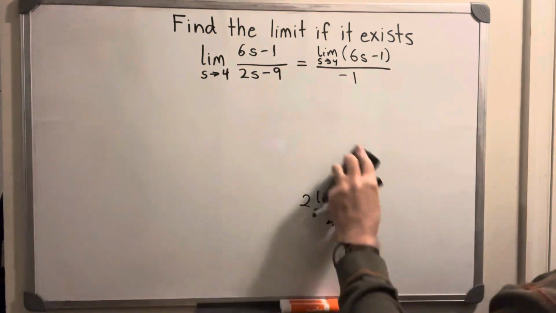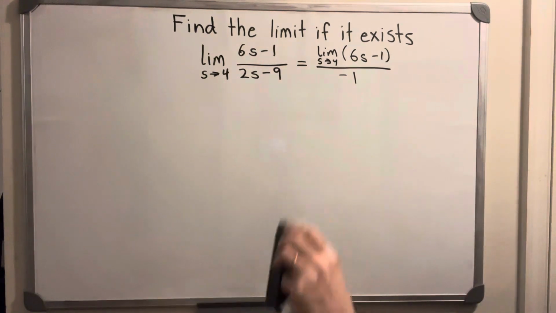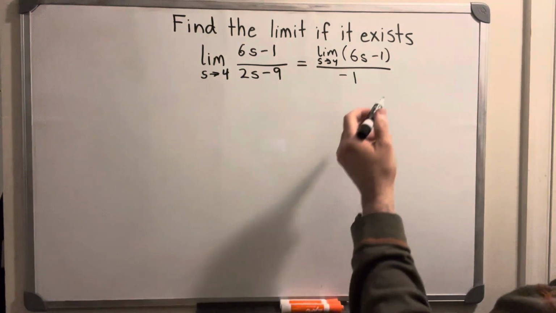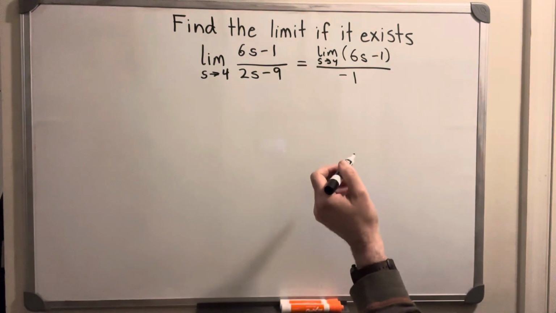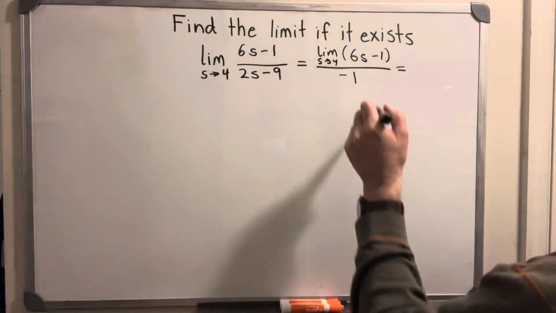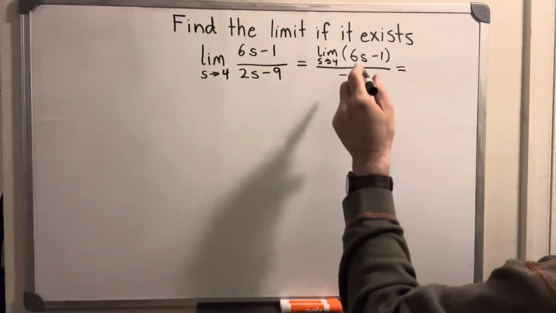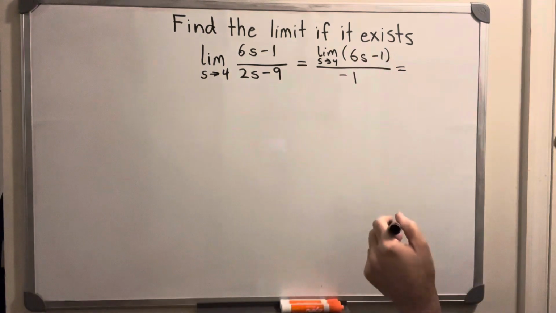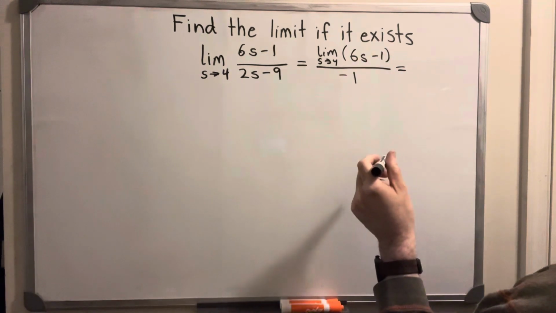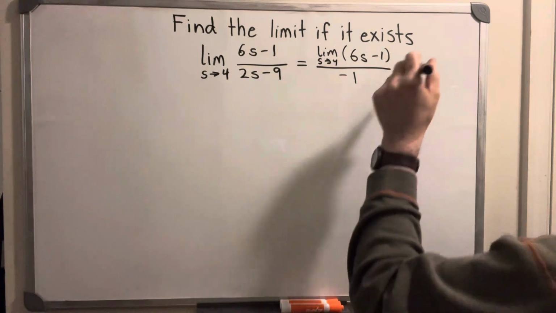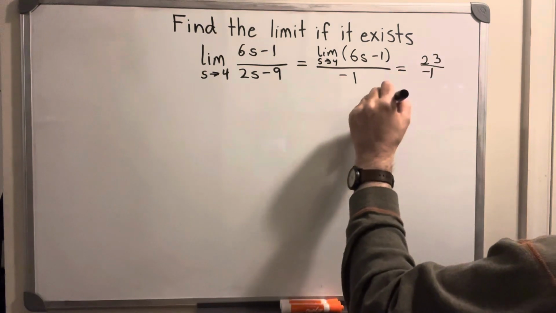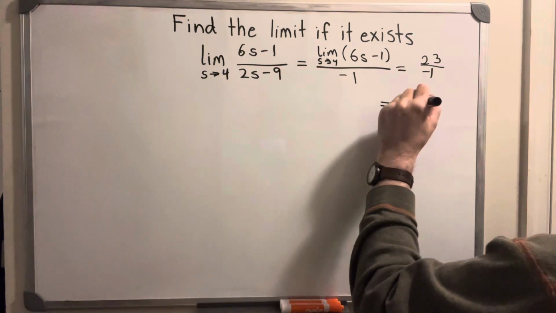And solving the limit as s approaches 4 of 6s minus 1, you know which ones to apply. What do you think the limit is? Can you basically already plug in 4? 6 times 4 is 24. 24 minus 1 is 23. 23 over -1 is -23.